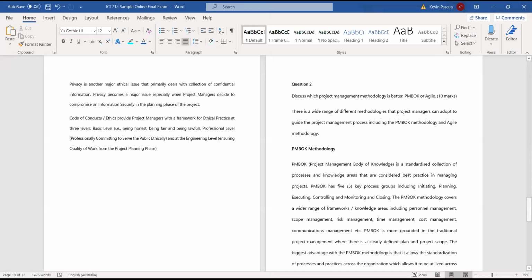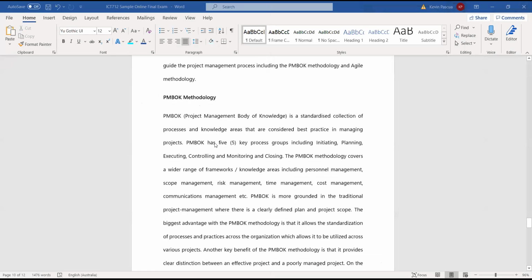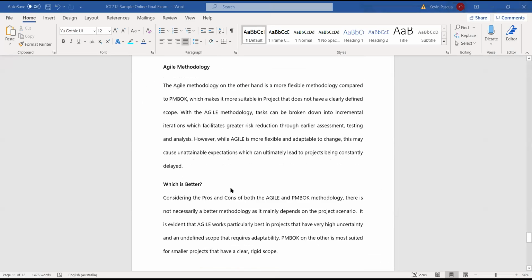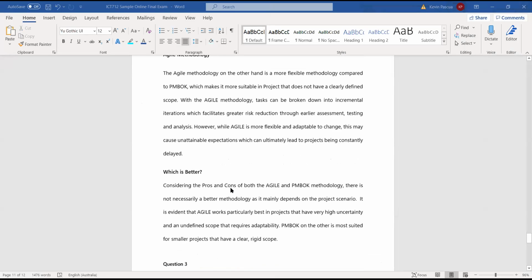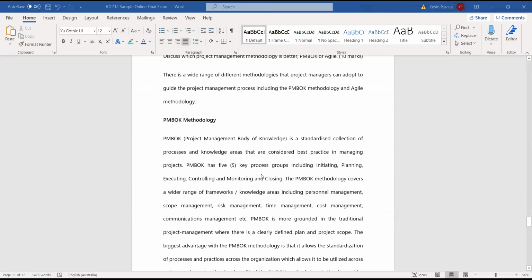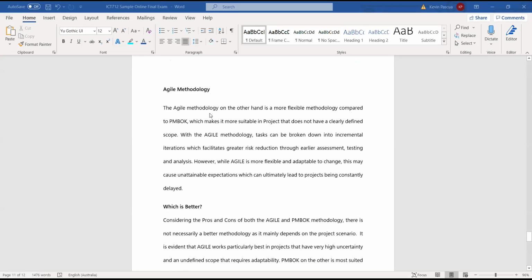Who's this? Kevin? So again, you're talking about Pinbook by itself. And where's Agile? Which one is better? Let me see the section about which one is better. The main question is which one is better? How much did you actually answer on which one is better? Not much. Does that make sense? So you actually answered a lot of stuff, but not the question.